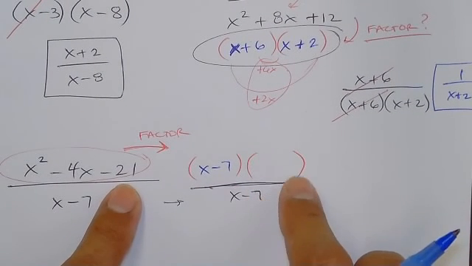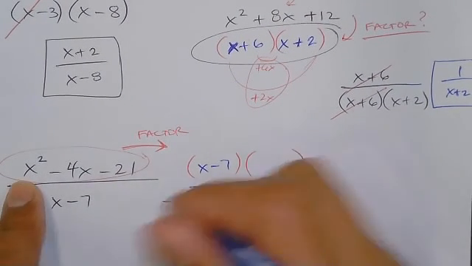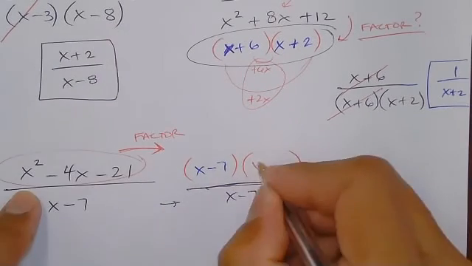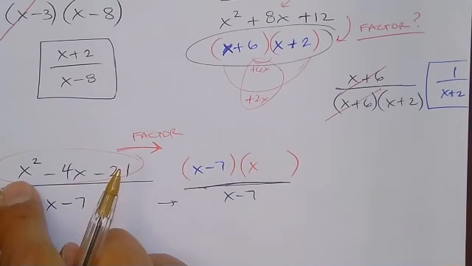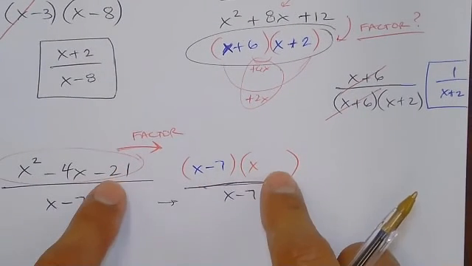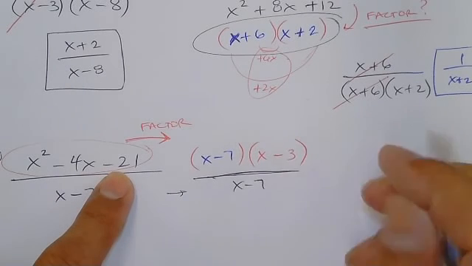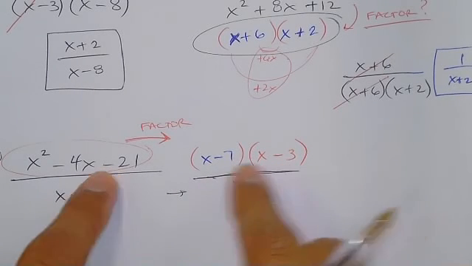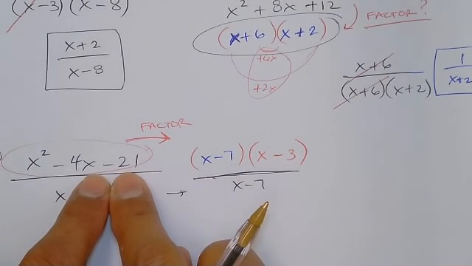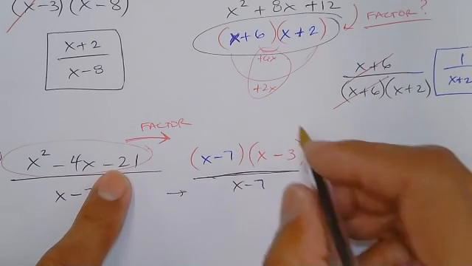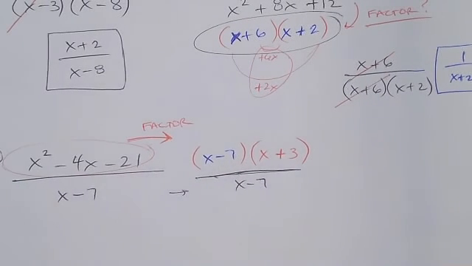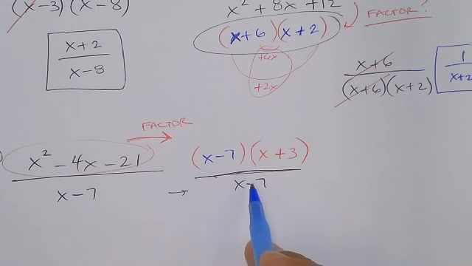And if this is x minus 7, the question is, what do you need here to give you the 21? Well, for the front, x times x to give you the x squared. And how about for the negative 21? Well, I'm not going to put negative 3, because negative times negative would be positive. I don't want a positive, I want a negative 21. This one has to be a plus 3. Okay, so check your signs.